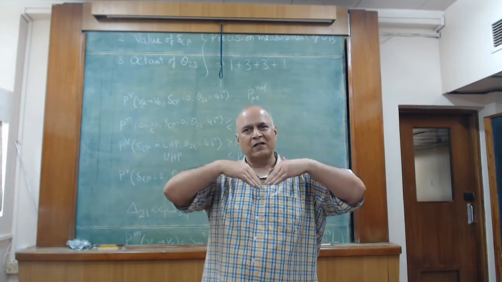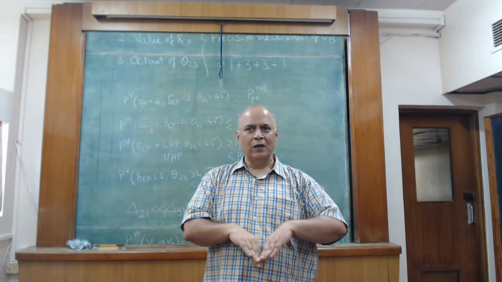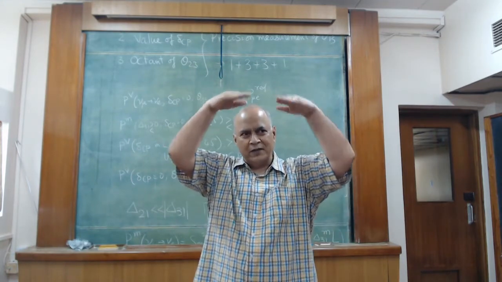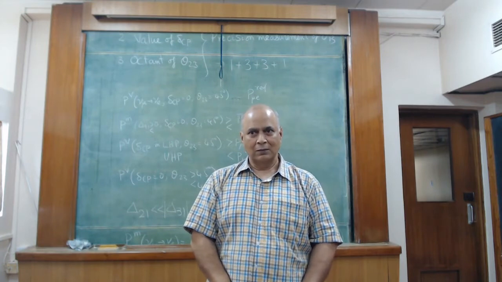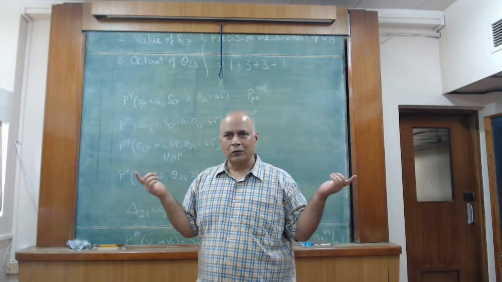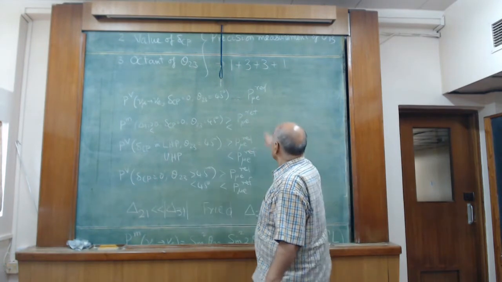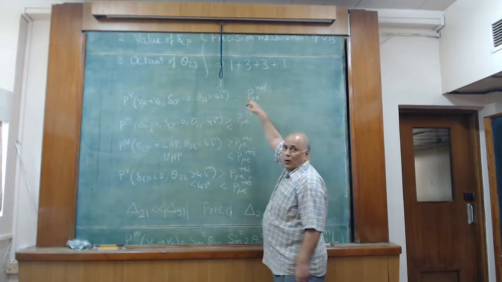Similarly, if I measure a very low value of P mu e, which means I need a suppression due to all three, then I have a unique solution. So that is how I get that 1, 1.